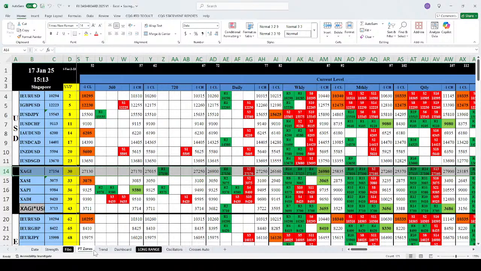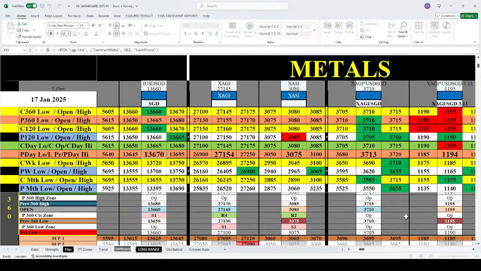Okay, let's see the dashboard. Right now the market is trading at 2715 half, and today's high is 2717 half. Yesterday's high was 2725. So today's high, we should be seeing at least near 2725, or if it breaks, then it can go on extension.